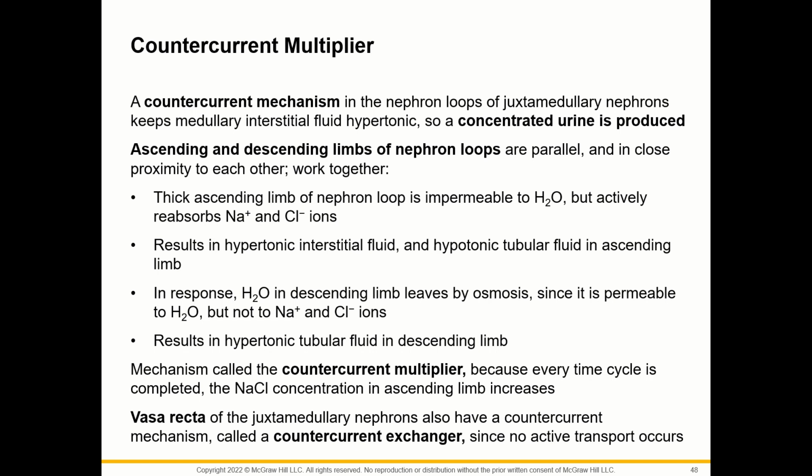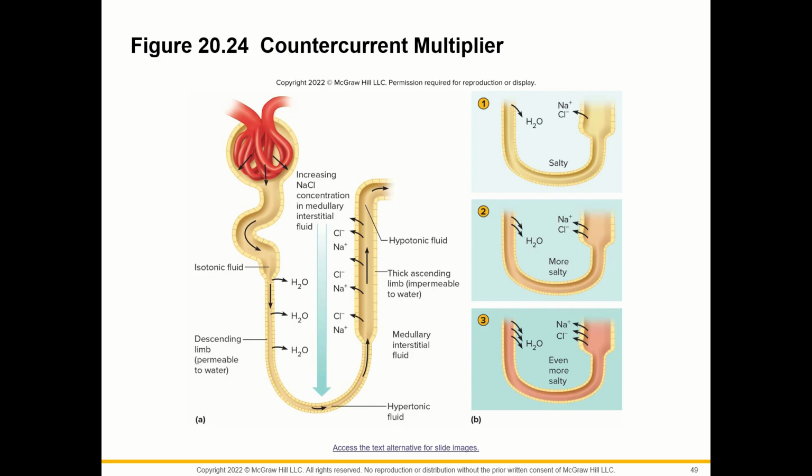In response, water in the descending limb leaves by osmosis since it is permeable to water but not sodium and chloride ions. This results in hypertonic tubular fluid in the descending limb. The mechanism is called the countercurrent multiplier because every time the cycle is completed, the sodium chloride concentration in the ascending limb increases. The vasa recta of the juxtamedullary nephrons also have a countercurrent mechanism called a countercurrent exchanger since no active transport occurs.